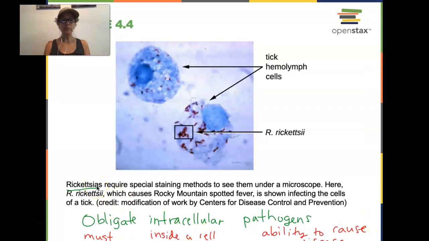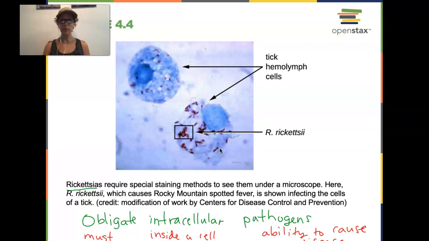Rickettsias need special staining so that we can actually see them, and they are obligate intracellular pathogens. Obligate means must. It's inside a cell. Pathogens can cause disease.